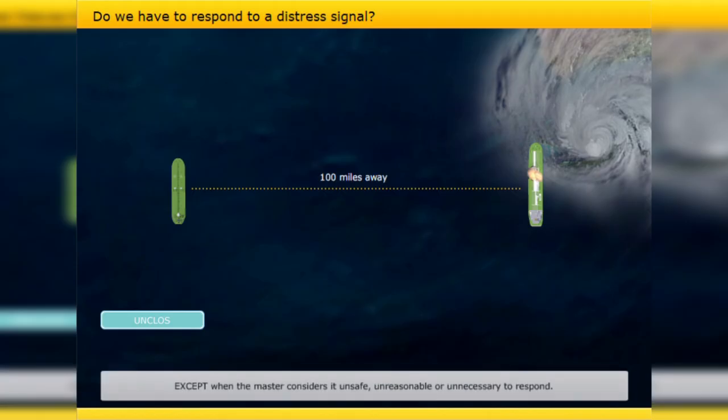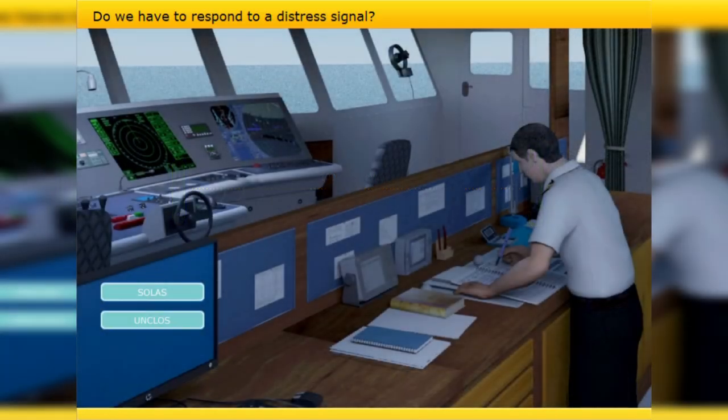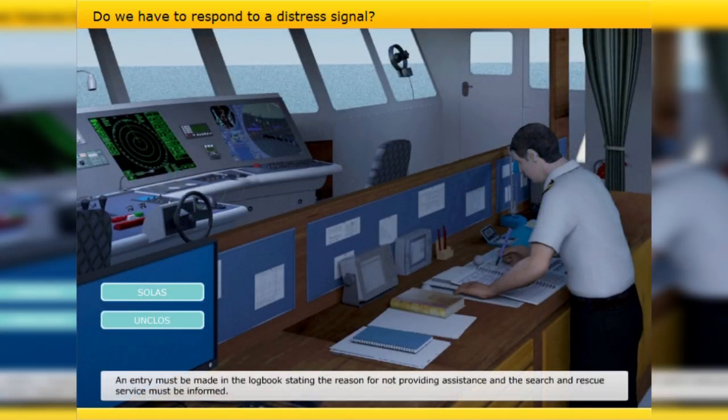Under UNCLOS, the obligation to provide assistance depends upon it not causing serious danger to the ship, the crew, or the passengers. Under SOLAS, if the ship receiving the distress alert is unable, or in special cases considers it unreasonable or unnecessary to proceed to their assistance, the master must make an entry in the logbook. The reason for failing to proceed to the assistance of the persons in distress must be given, and the appropriate search and rescue service must be informed.